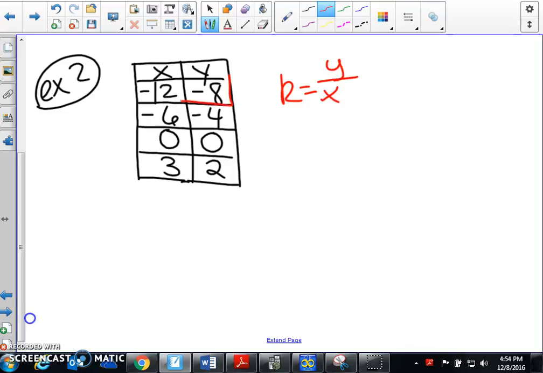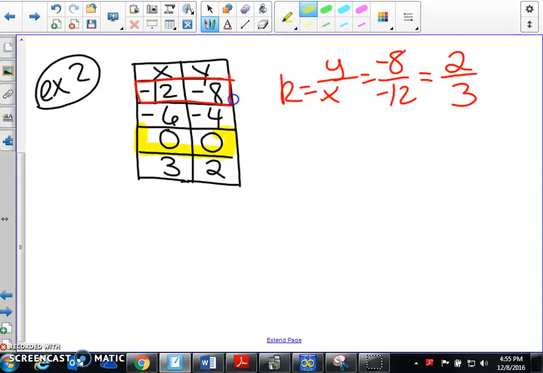Once again, it's going to go ahead and grab that first point. So it's negative 8 over negative 12, which is going to be a positive. And then if I go ahead and reduce 8/12, it should be 2/3. If you don't believe me, math frack it and see. Here's another biggie. Remember I told you the direct variation always goes through the origin? Boom. There we go. So we know that that's a direct variation.